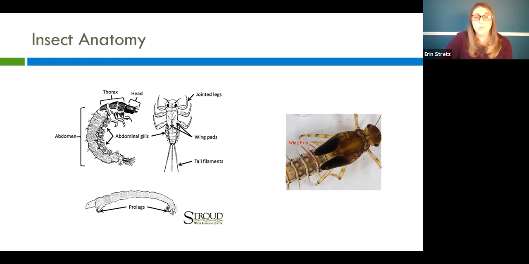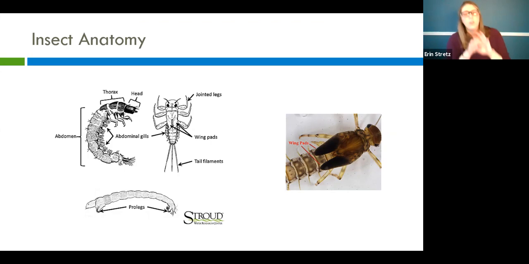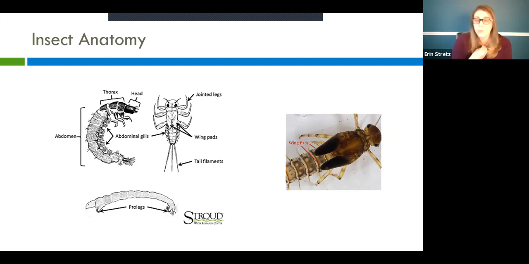Different from segmented legs are prolegs, and these are not segmented. They're little fleshy protrusions that allow the organism to not walk as well as a mayfly with segmented legs, but they allow it to hop around and be a little bit mobile. In this case, this is a midge fly larva. We have prolegs just below the head capsule and also at the end of the body. So you can see a pair of prolegs just under the head and at the end of the body as well.